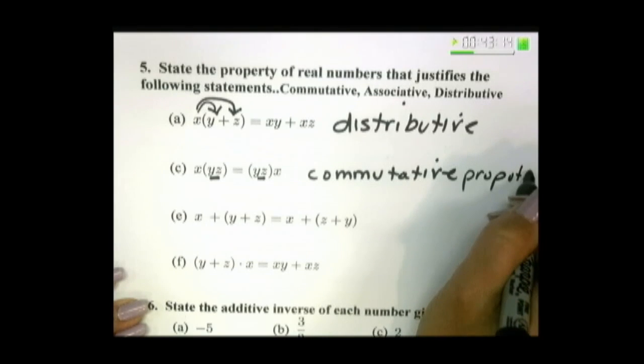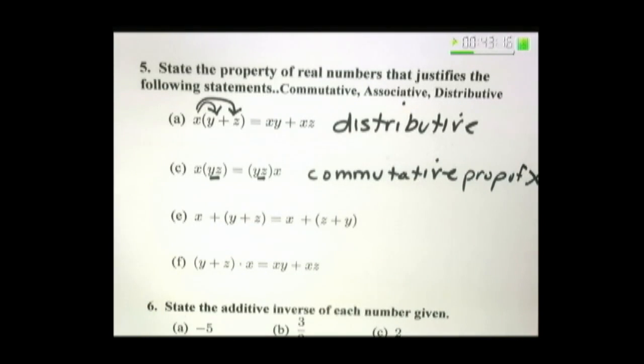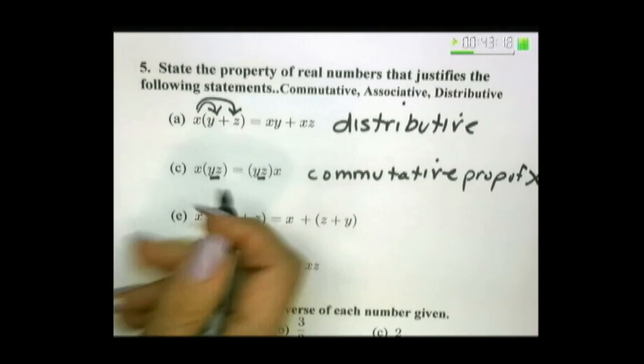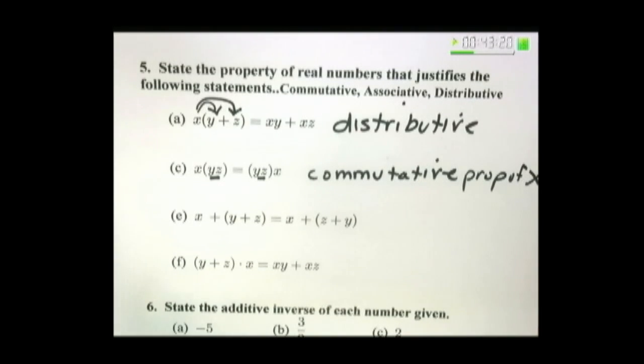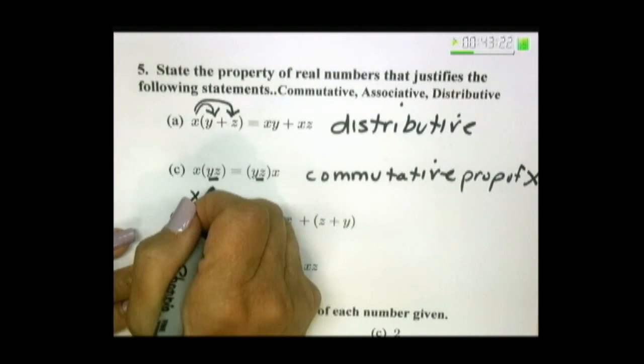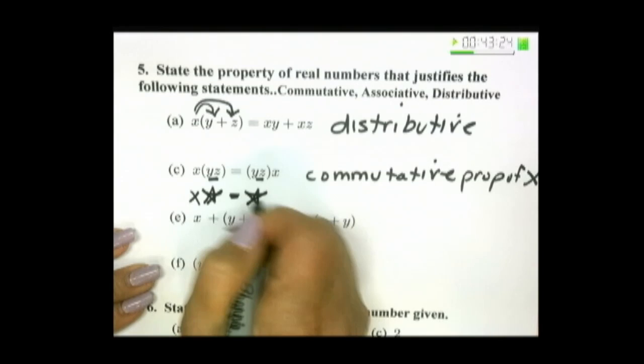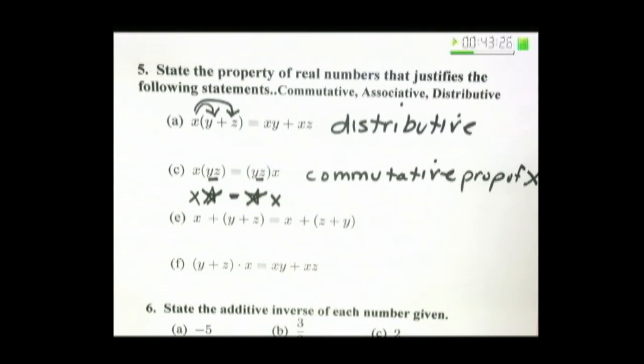It's the commutative property of multiplication. X times YZ, which we can call YZ star. So we have X times star equals star times X. Since our groups are exactly the same, we can call them star, or heart, or baseball bat, or whatever you want to call them. So we have X times star equals star times X, classic commutative property of multiplication. Okay?